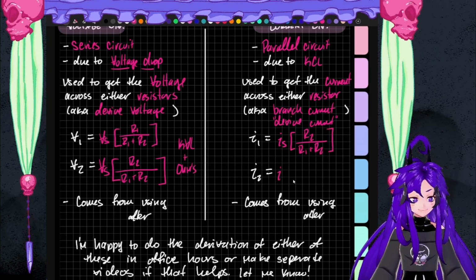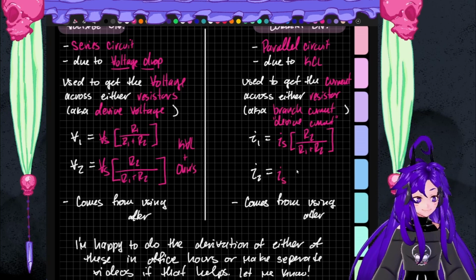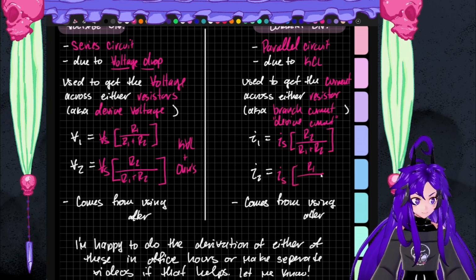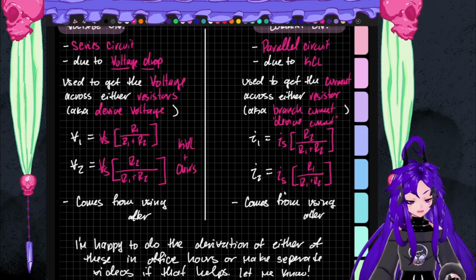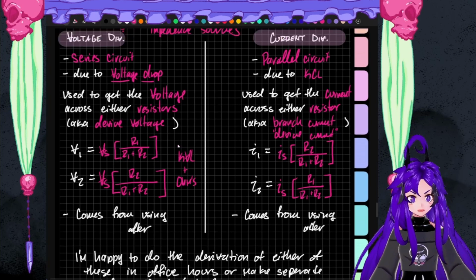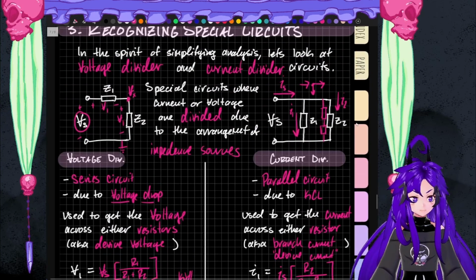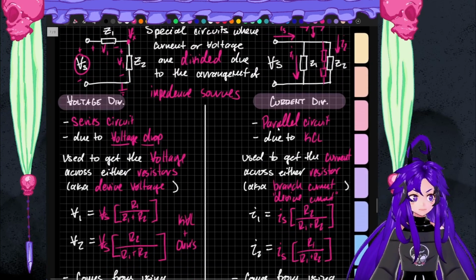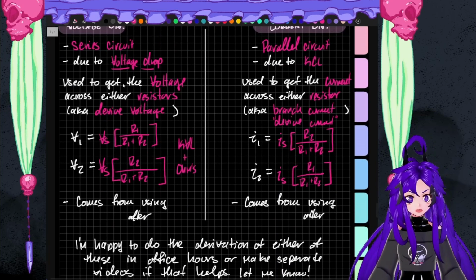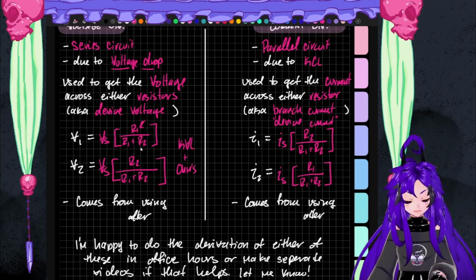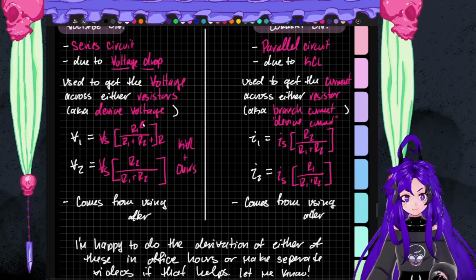And then I2 is the source times R1 over R1 plus R2. Now, if you magically had more than 2 devices, you could also do that. You could also just apply an equation. It would be the relationship of the resistor you are looking for to the sum of the resistance, okay?